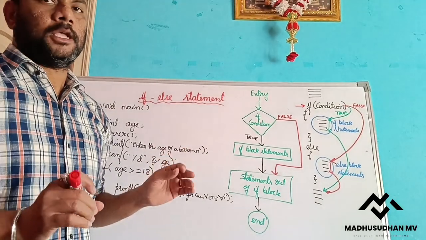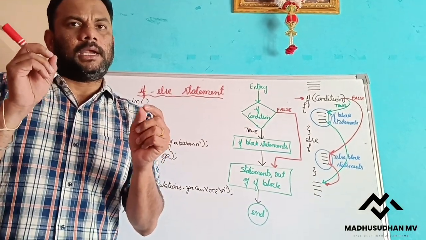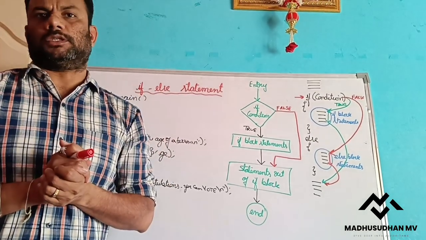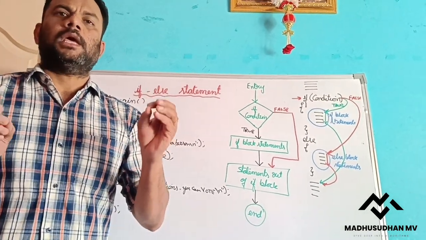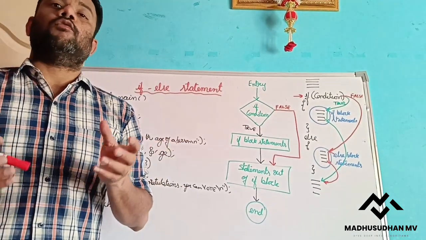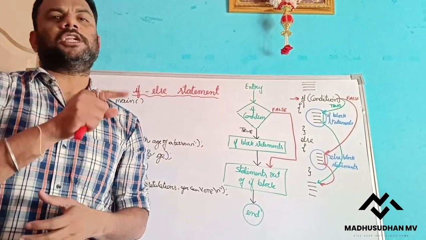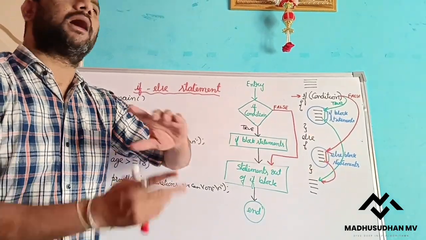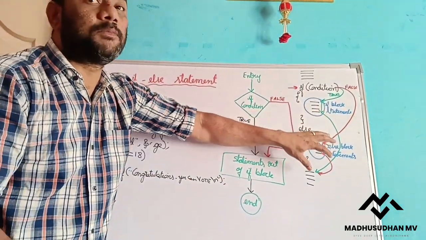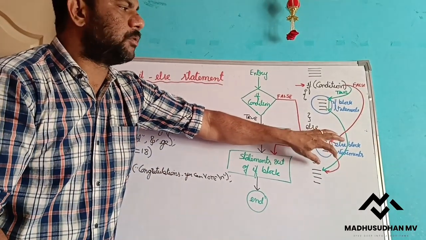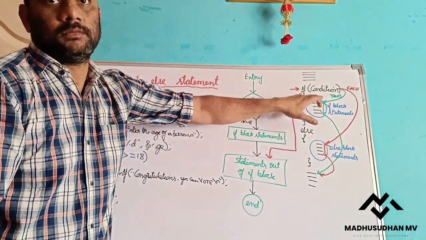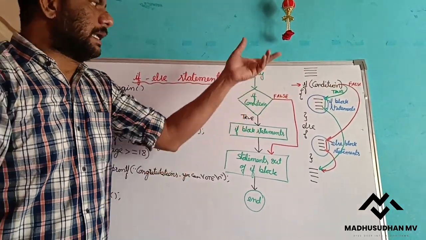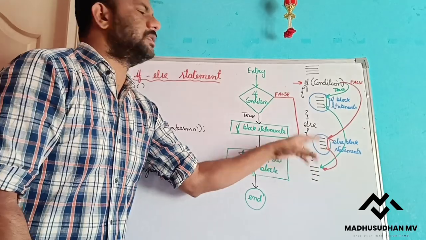Hope you understood. So in both cases, whether true or false, any one block of statements will execute, either the if block or the else block. The if block statements execute when the condition is true. The else block statements execute when the condition is false. Or in other words, the else block is not going to execute in the case of true, and the if block is not executed when the condition is false. So at any point of time, either this or this will execute.